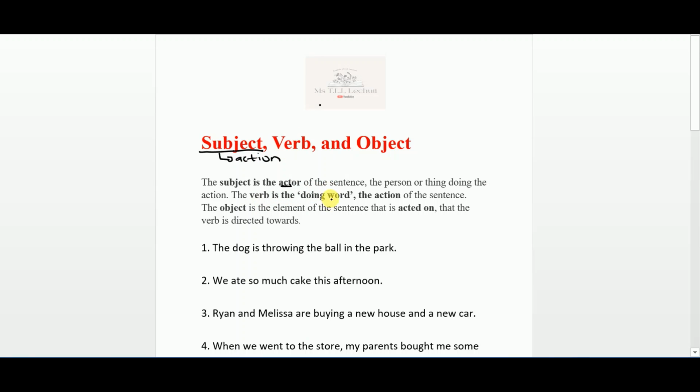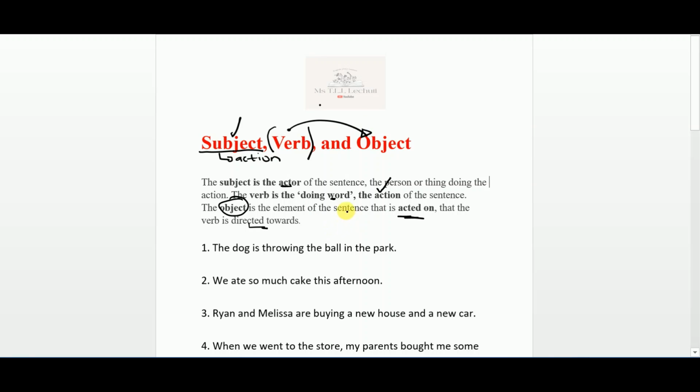And then the verb is the doing word. A verb will become our action word of the sentence. The object is the element of the sentence that is acted on, that the verb is directed towards. So in essence, the subject is someone or anything that performs the action in the sentence, then the verb is our action word or doing word, and whatever is affected by the action of the verb becomes what? Your object.